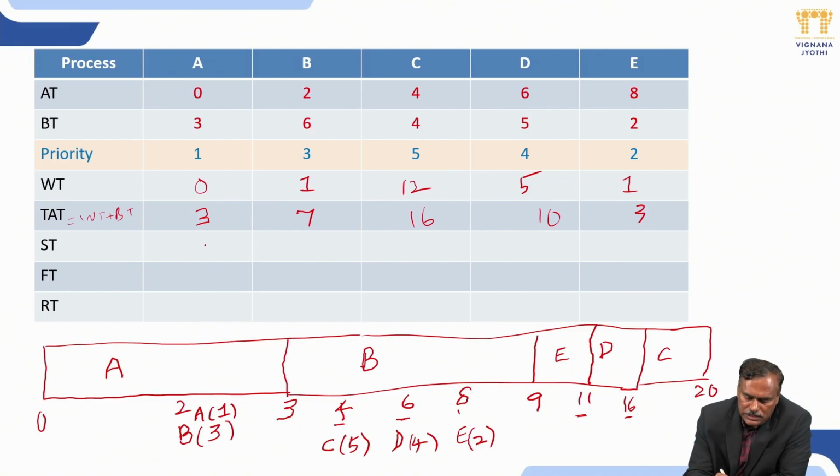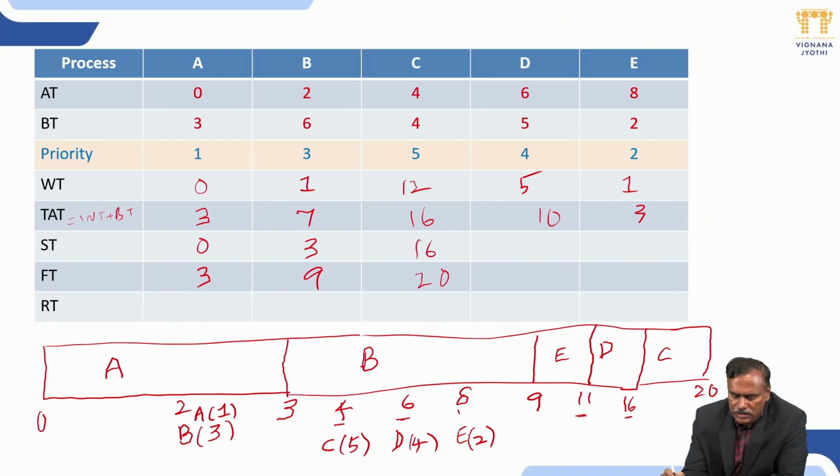Start time of A is 0, finish time is 3. Start time of process B is 3, finish time is 9. Start time of process C is 16, finish time is 20. And then process D, start time 11. From the chart you can easily tell.